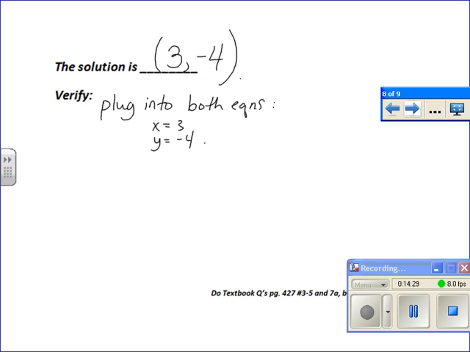I'd have to plug that into line 1, which had the equation y is equal to negative 2x plus 2. Okay, and I'd also have to plug it into line 2, and sorry, that's y is equal to x minus 7, and you're looking for two equal statements. I'm going to have to pause this right now just because I'm going to run over my time limit. But I'd like you to try verifying it yourself and make sure that you get the correct answer.